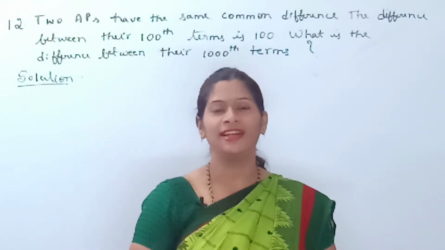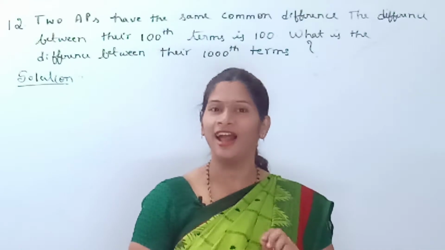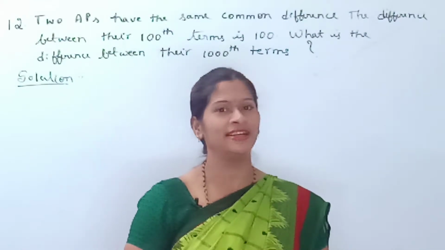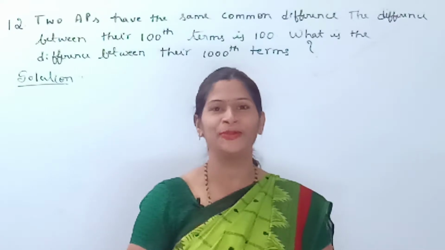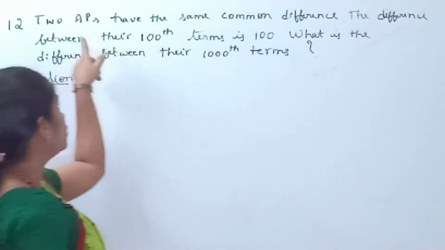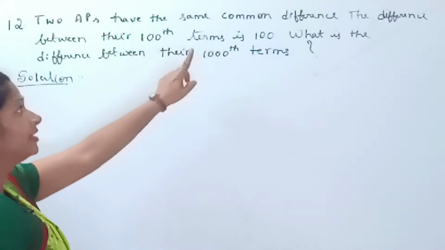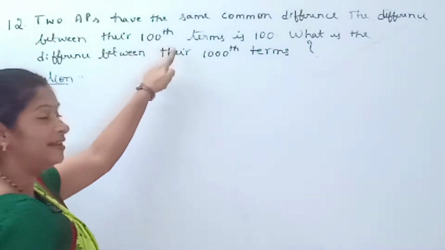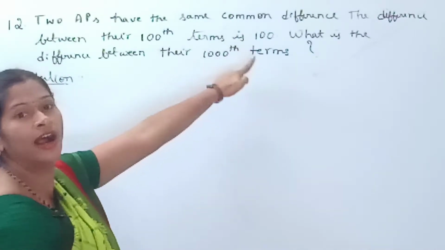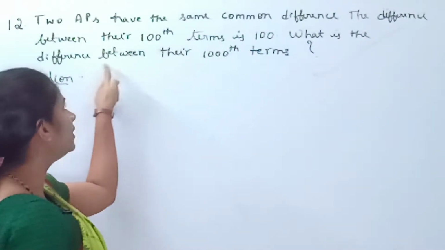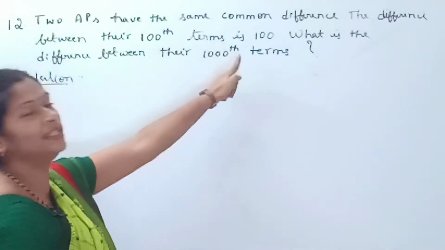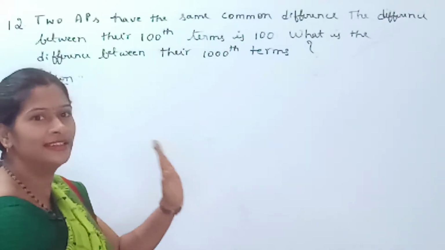In today's session, let us discuss 12th, 13th and 14th problems of second exercise on chapter arithmetic progression. Question is, two APs have the same common difference. The difference between their 100th terms is 100. What is the difference between their 1000th terms? Try to understand the question, children.